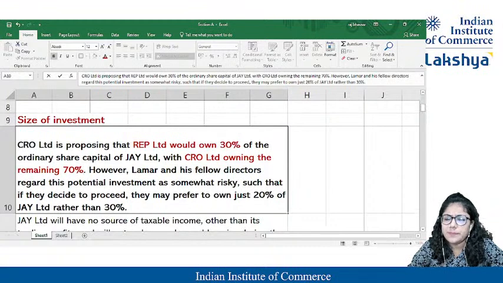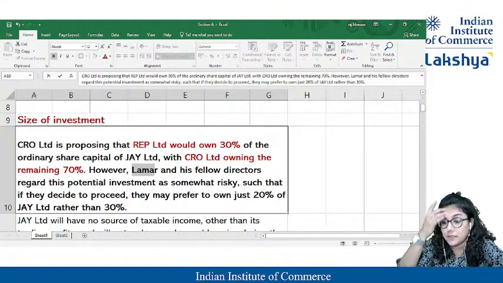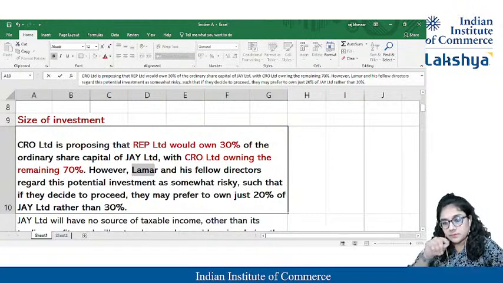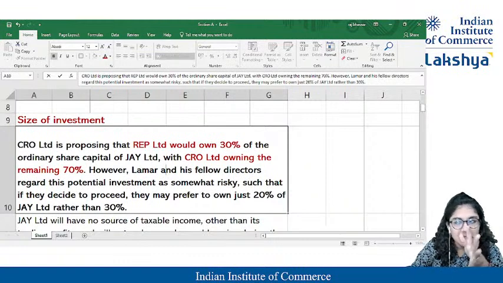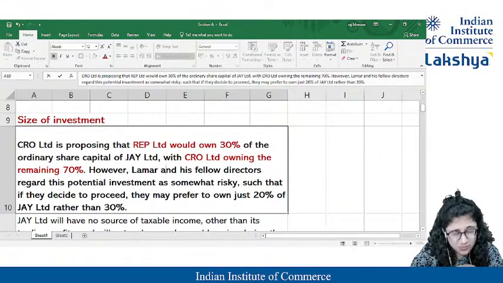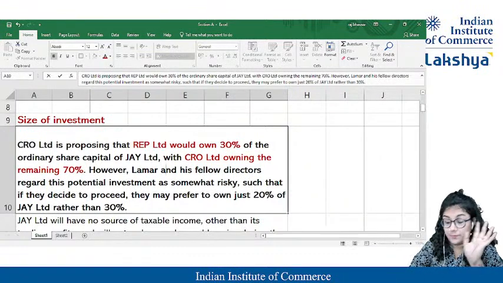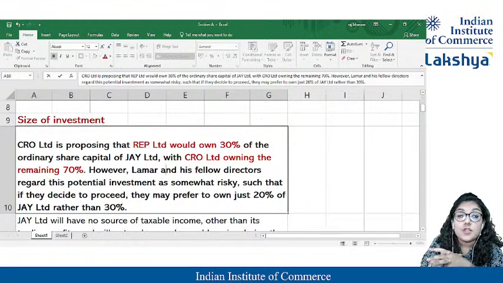Then the consortium comes into the picture. However, who is Lammer? This is REP's director. Remember, we are starting with whom we are talking about. Lammer and a few other directors are feeling that they don't want to invest so much. Maybe it is risky, 30% is also very high, and they don't want to put in more shares. That is what Lammer is feeling.